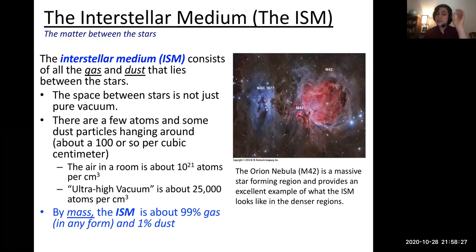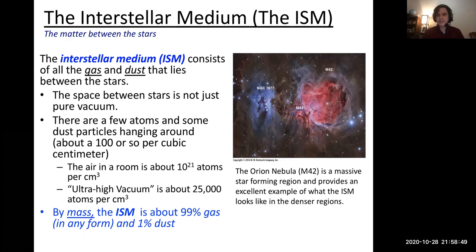So most typical ISM, the space between the stars, is pretty much this empty space. You're just talking about a few atoms and a few dust particles rattling around. But I can't emphasize this enough. Most of the ISM is gas. A small percentage of it, 1%, is dust.